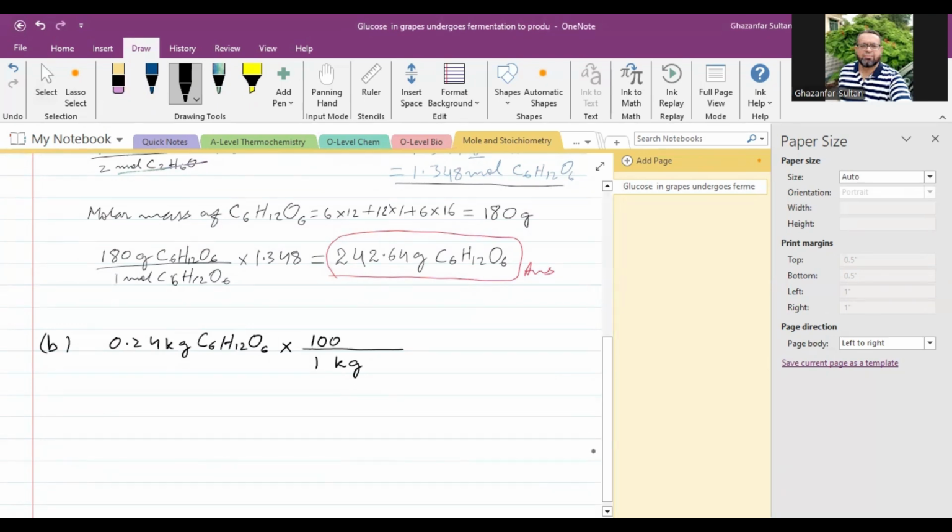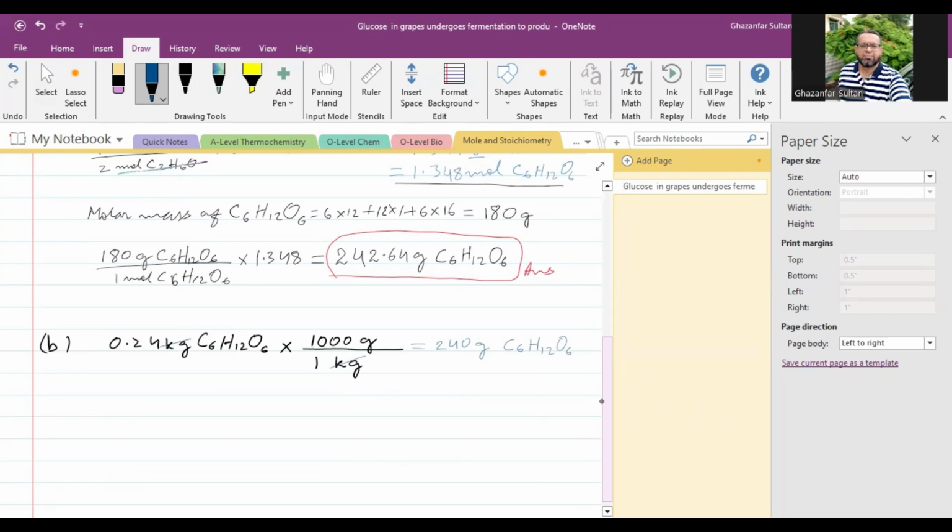And 1 kilogram is equal to 1,000 gram. So gram should be in the numerator. So from gram to kilogram, it cancels. So calculated, 0.240 is equal to 240 gram. So the actual amount in gram of C6H12O6 is 240 gram.